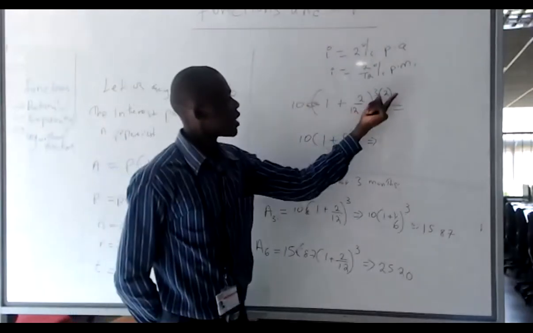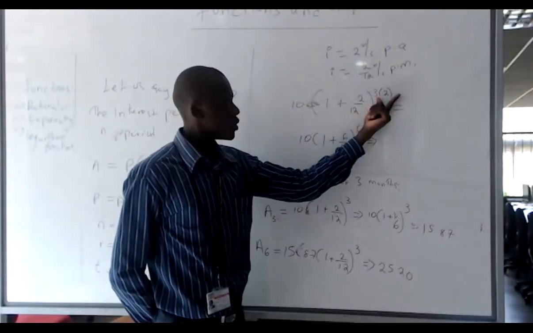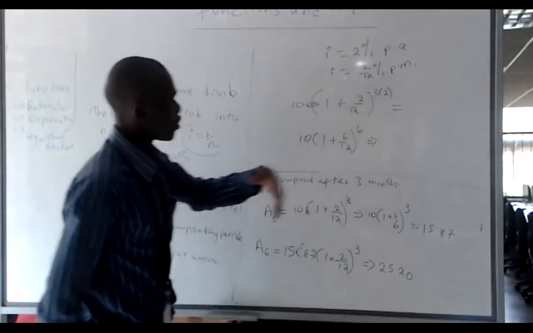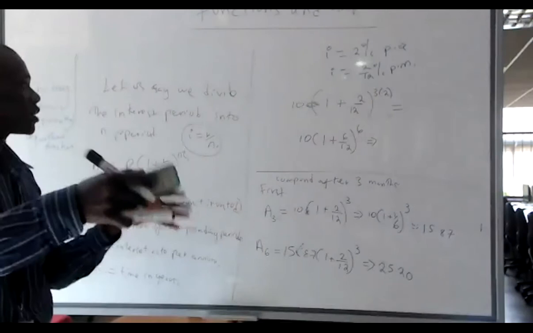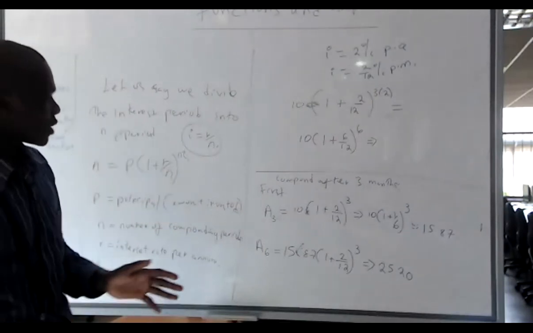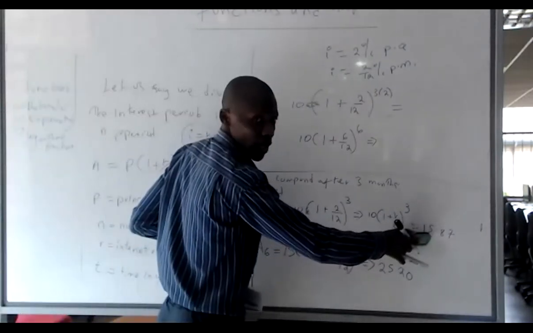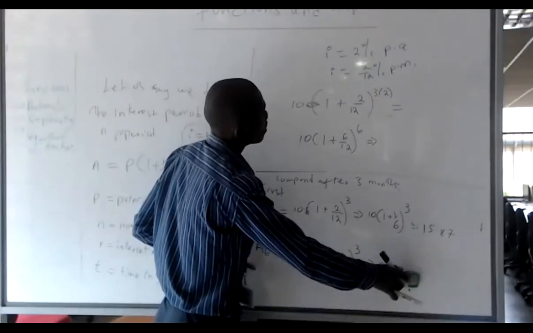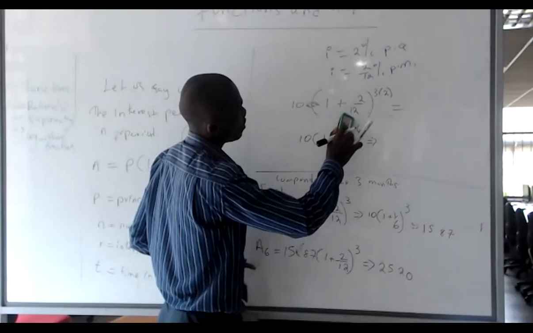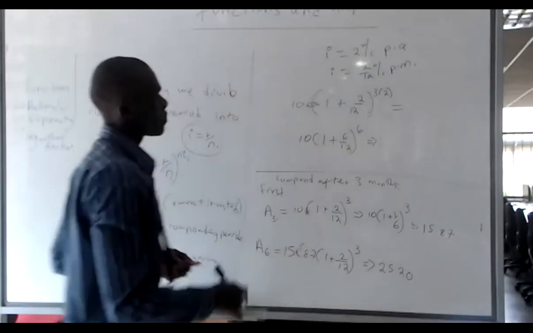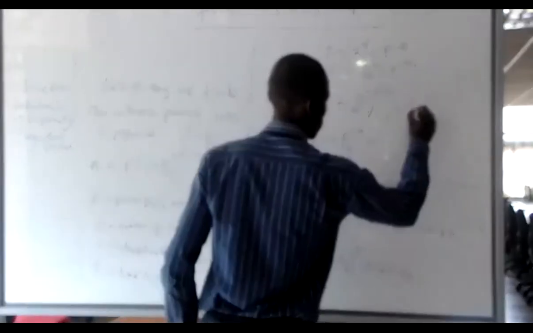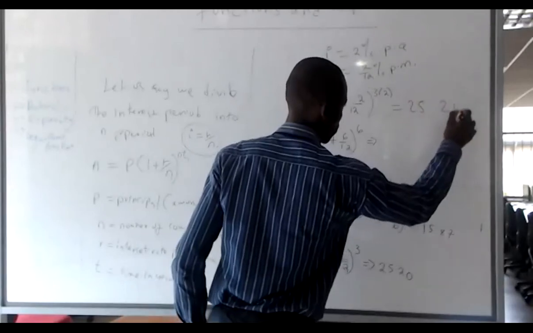And the reason we are multiplying by 2 is because we have 2 periods. 3 here is the time. So you're calculating the interest after 3 months, but you have 2 chunks of 3 months. The first 3 months for the first interest, and the second 3 months for the second interest. So it should be 1 plus 2 divided by 12 raised to 6. Yes. Which gives 25.21.